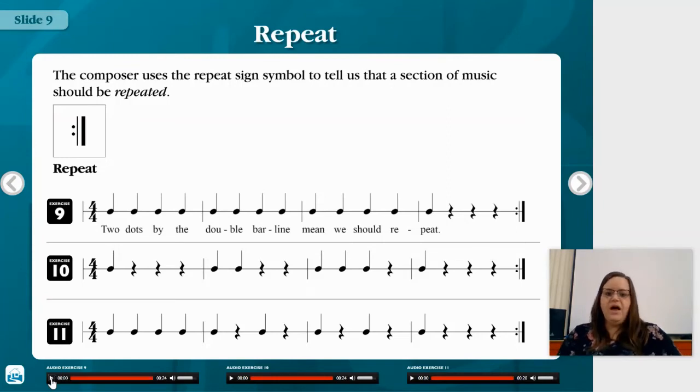All right, there you go. Let's try number 10. We'll just do it all together. You can see there's a pattern. We have a ta and then 3 rests, and then we have 2 tas and 2 rests, and we have 3 tas and 1 rest, and you would think we would have 4 tas, but we don't. We go back to the same as the first, and what do we do? We repeat. Number 10. 1, 2, ready, begin.